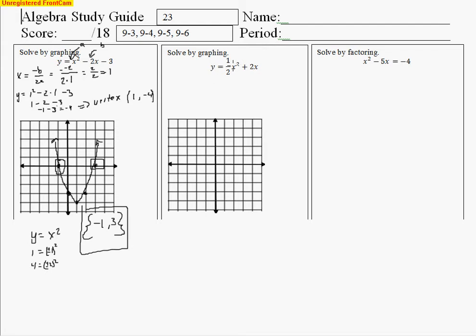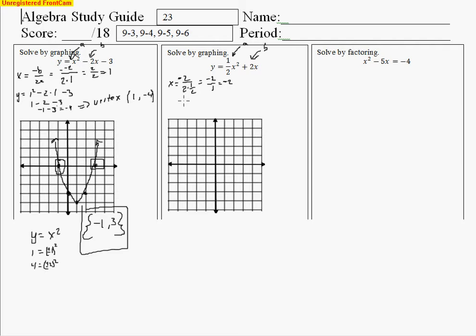The next problem is going to be different in that the a term is not just 1. It is 1/2 in this case. The b term is 2, so I'm going to substitute into the axis of symmetry formula. So the opposite of b, so negative 2 over 2 times 1/2. So that makes negative 2 over 1, which just makes negative 2.